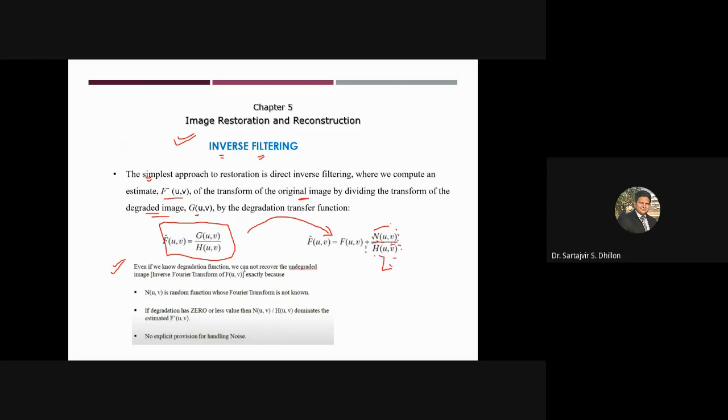So please note that there are very small values, and it can also be like 0. Another point is that N(u,v) is a random function whose Fourier transform is not known. So that is another problem in inverse filtering. And if the degradation function H(u,v) is 0, or you can entirely consider it as 0, then it dominates the estimated recovered image. So please note that there is no provision for handling noise in the inverse filtering.